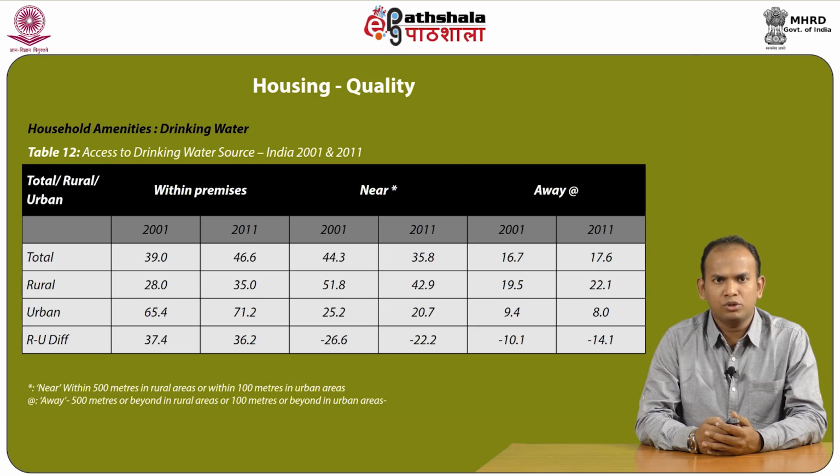The data also shows that 36% of households have to fetch water from a source located within 500 meters in rural areas or 100 meters in urban areas, and 18% still fetch drinking water from a source located more than 500 meters away in rural areas or 100 meters in urban areas.